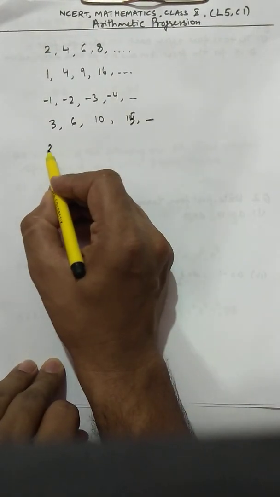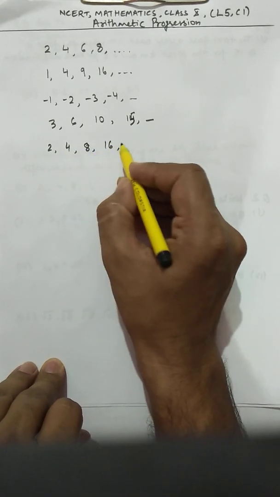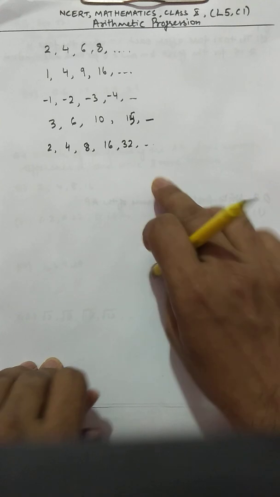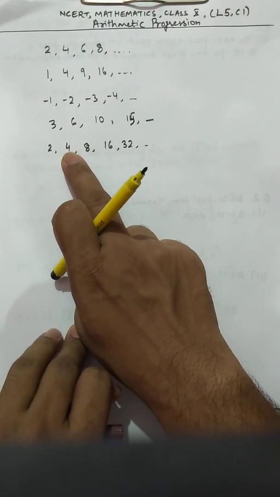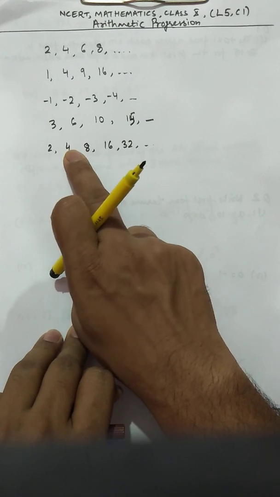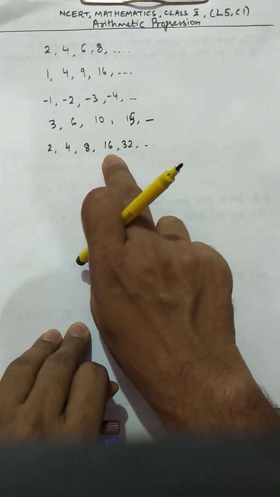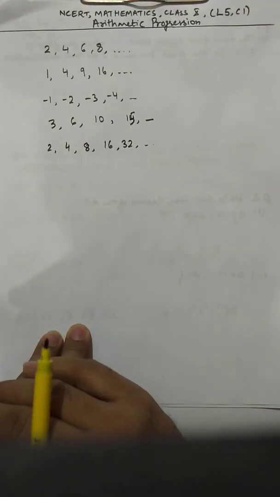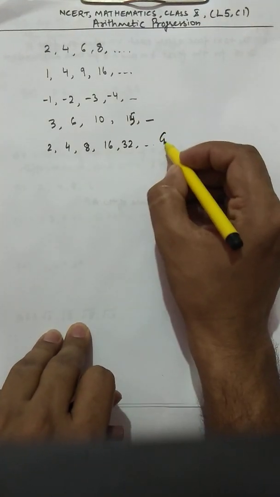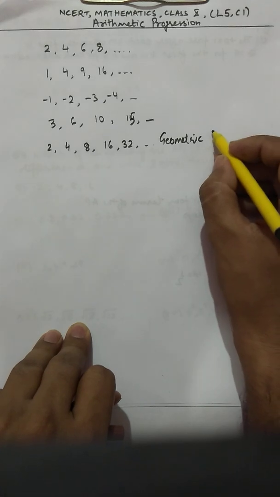Let's say this is 2, this is 4, then 8, then 16, then 32. I think you can think of the next example. So this is something that you see that 4 if you divide by 2, answer is 2. 8 divided by 4, answer is 2. 16 divided by 8, answer is 2. 32 divided by 16 is again 2. So this is the example of geometric sequence.